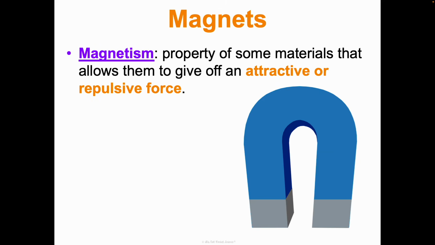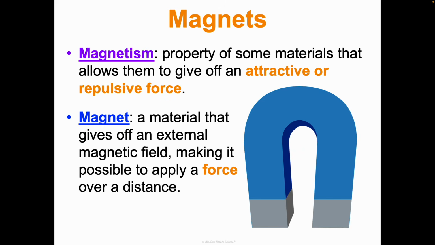Magnetism is a property that some materials have that allows them to give off an attractive or a repulsive force. A magnet is specifically a material that gives off that external magnetic field, making it possible to apply a force over a distance. If you've ever held different magnets close to each other without them touching, you can feel that force as you're bringing them near each other.